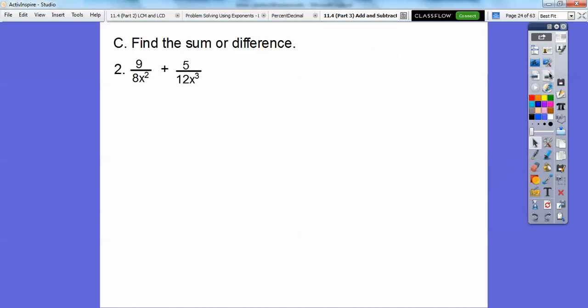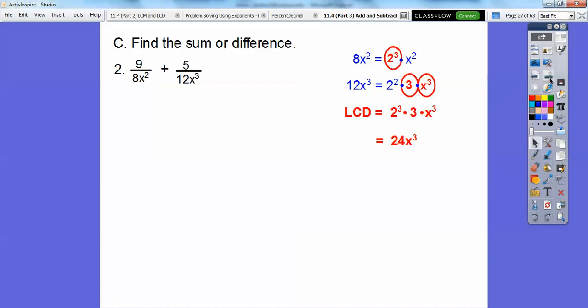Okay, so the least common denominator, we've got to get 8 is 2 cubed. It's 2 times 4, and 4 is 2 times 2. 12 is 4 times 3, so it's 2 squared times 3. Okay, most of every. So I'm going to take that group of 2's because that's the most group of 2's, that 3, and that group of x's right there. So the LCD is going to be 24x to the third.